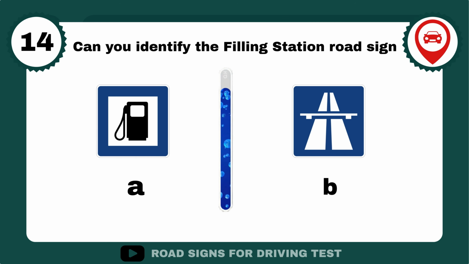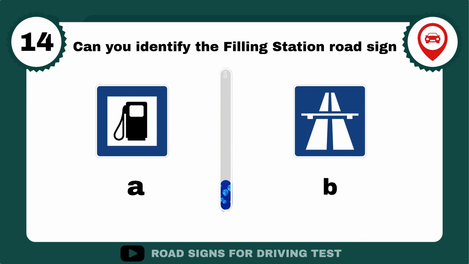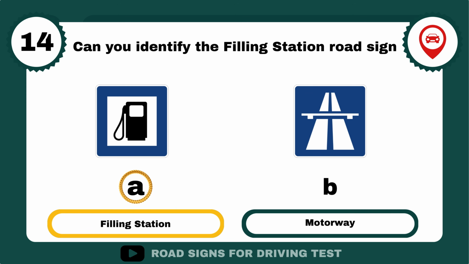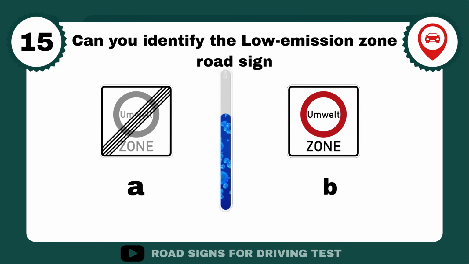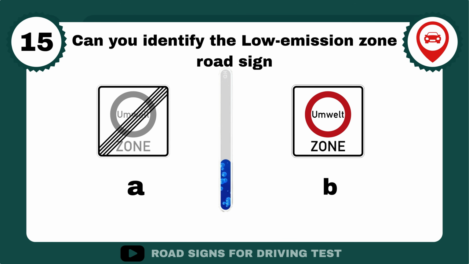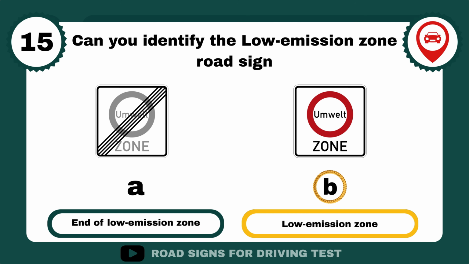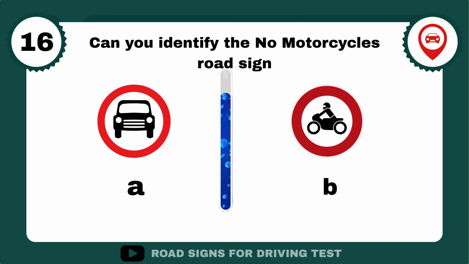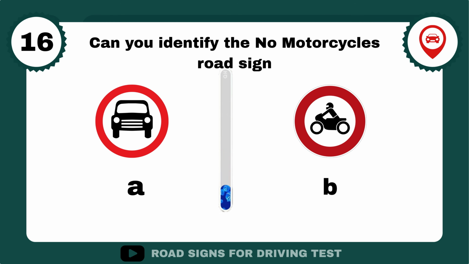Choose the filling station road sign. A. Where's the low emission zone indicator? B. Which sign bans motorcycles? B.